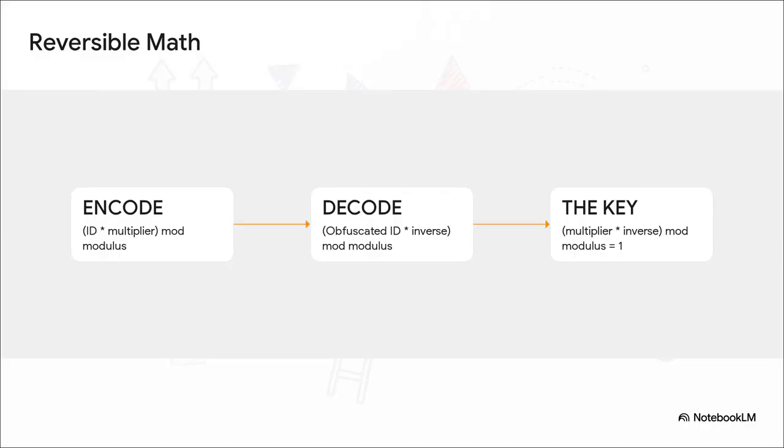And here's how that magic trick actually works. To hide your real ID, you just multiply it by some secret number, the multiplier. To get it back, you multiply the result by that magic inverse we just talked about. And because of that key property at the bottom, that the multiplier and the inverse cancel each other out to equal 1, you are mathematically guaranteed to get your original ID back, every single time.